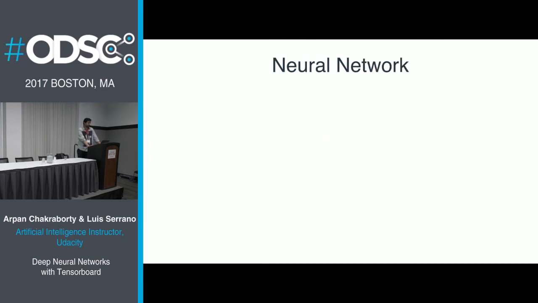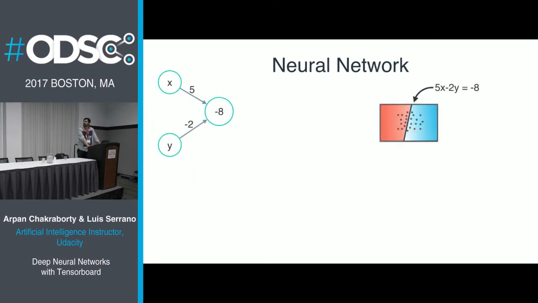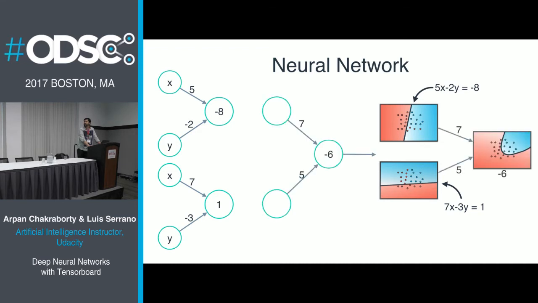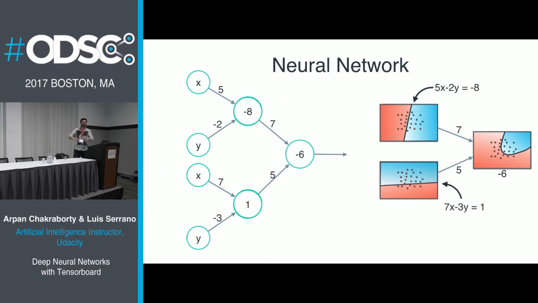So let me show you how to join them. We have the first line, let's say it has equation 5x minus 2y equals minus 8, and we put it in that node over there. Then I have another one with equation, for example, 7x minus 3y equals 1, and we put it in the bottom. And now we join them by saying I want 7 times the top one plus 5 times the bottom one minus 6. And then the magic happens here. Check it out. There. That's a neural network.